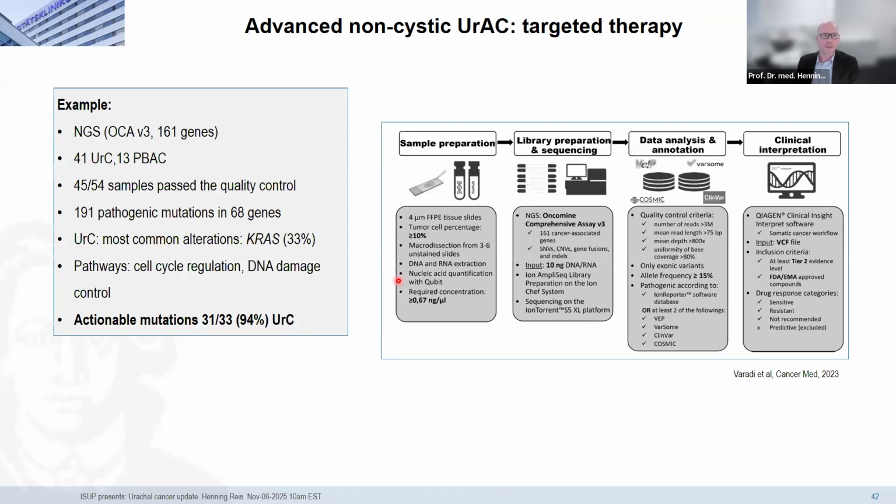So what's the situation in urachal cancer? This is just an example, one of our studies, but of course there are other studies. We performed NGS with a mid-sized panel, just 161 genes, on 41 urachal cancer cases. We found 191 pathogenic mutations. Of course, KRAS mutations were very commonly found. And the important thing was, we combined this with a knowledge database to see if there is any targetability in those alterations. And we saw in 94% of cases, so 31 of 33, something that might be targetable.